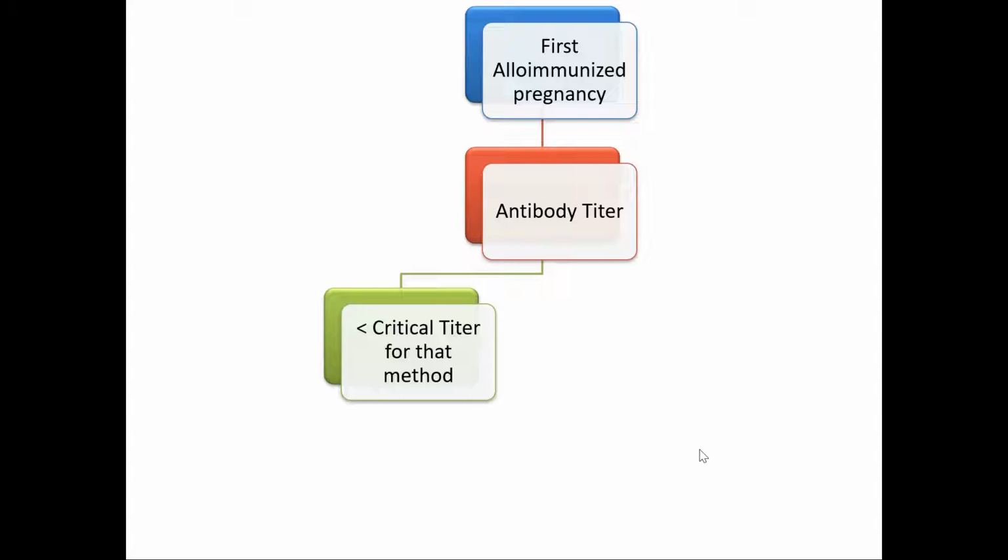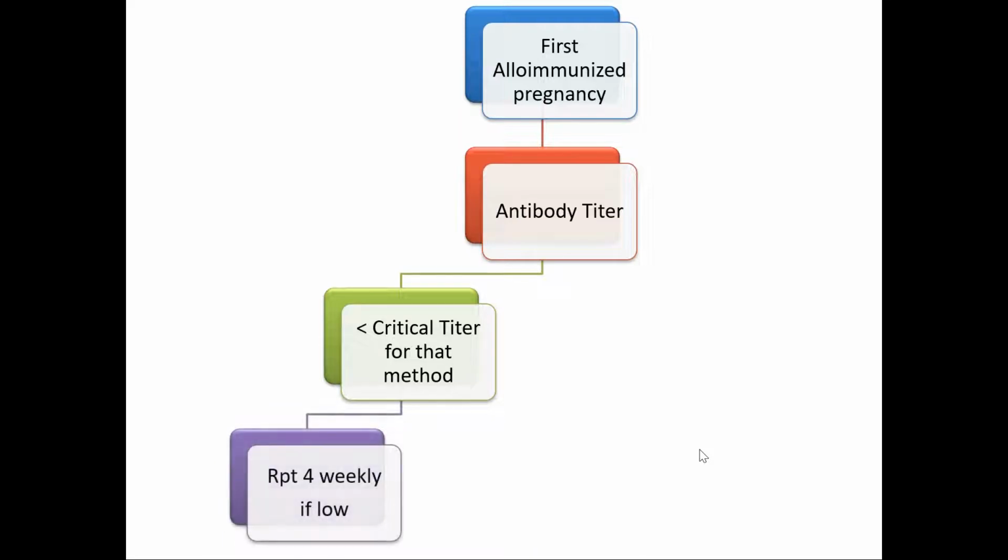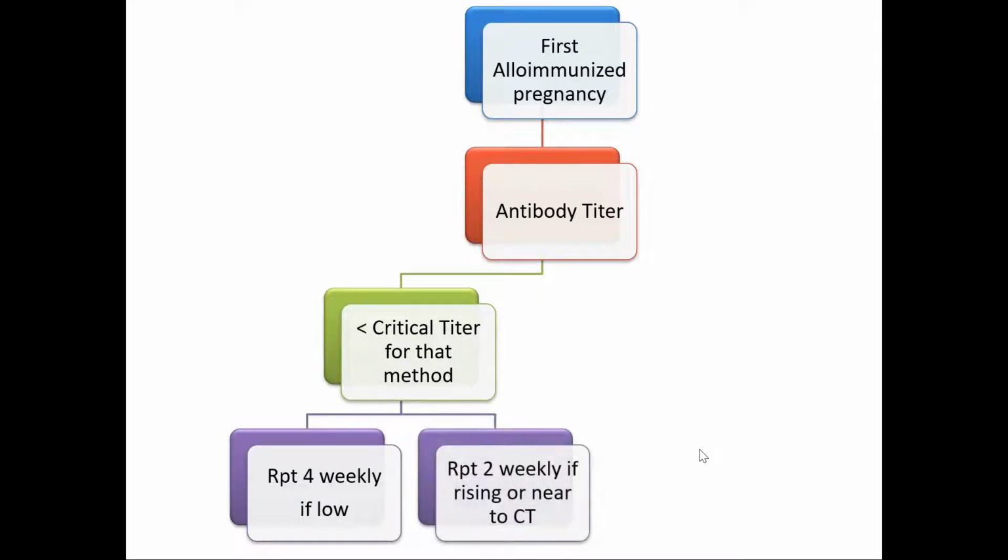If the antibody titer is below the critical titer for that method, very important, if it's the tube method, you go by the critical titer for the tube method. If it's the gel method, you have to go by the critical titer for the gel method. If the value is still below the critical titer for whatever method you choose, then you would repeat the titers every 4 weeks if it's very low. If it's nearing the critical titer, or if the titers are rising, you would increase the frequency of surveillance to once in 2 weeks.